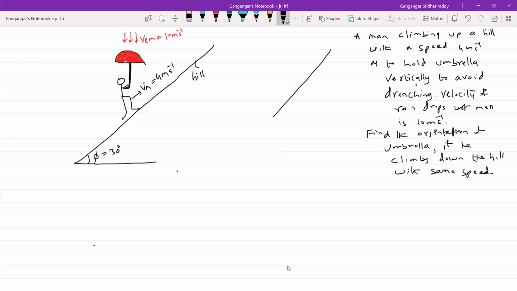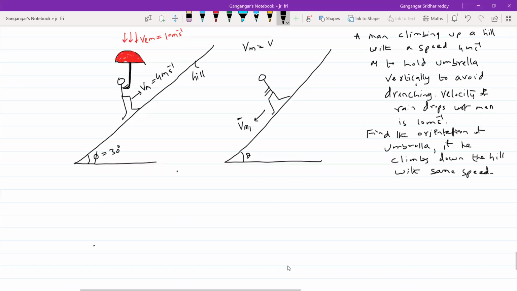So the same hill. The man will climb down. In what direction the rain is falling, we don't know. So velocity of man in this case, call it Vm1. It has to change, no? He has a changing direction of motion. The speed will remain the same; he will climb down with the same speed. Vm equal to Vm1, 4 meters per second. Okay, now we have to proceed here.